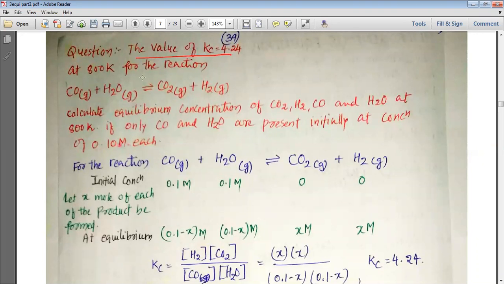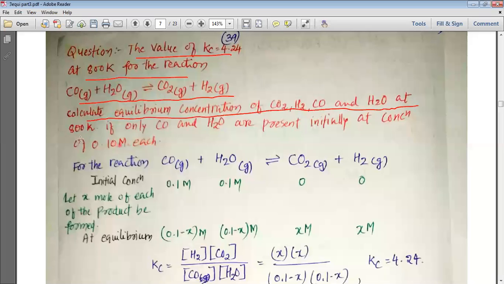The value of Kc is 4.24 at 800 Kelvin for the reaction CO plus H2O that gives CO2 and H2. Calculate the equilibrium concentration of CO2, H2, CO and H2O at 800 Kelvin if only CO and H2O are present initially at the concentration of 0.1 molar each.